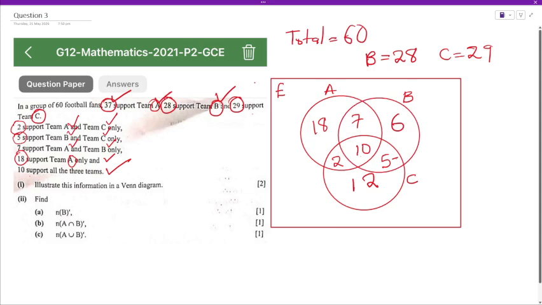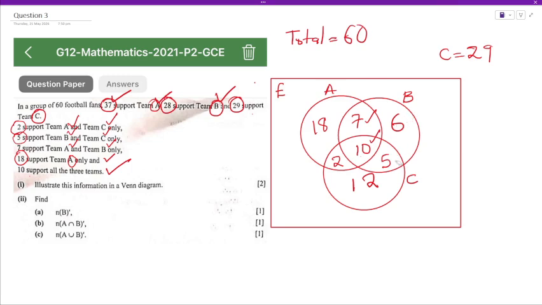Right, we go to set B. What should be the total for set B? It should be 28. So we're going to say 7 plus 6 plus 10 plus 5. That gives me exactly 28. So we know set B is correctly plugged in.